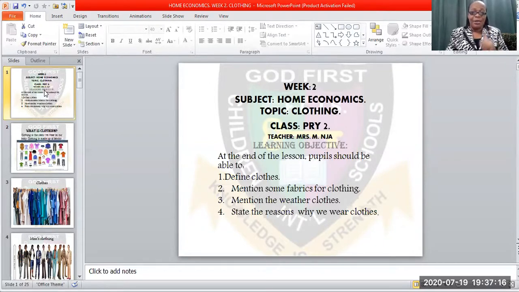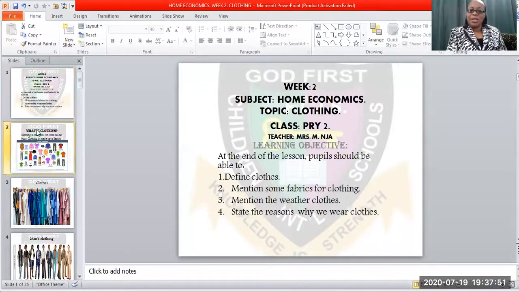At the end of today's lesson in home economics, topic clothing, we should be able to: 1, define clothes. 2, mention some fabrics for clothing. 3, mention the weather clothes. 4, state the reasons why we wear clothes. Is that clear? Do you understand? Beautiful. Now we move on.